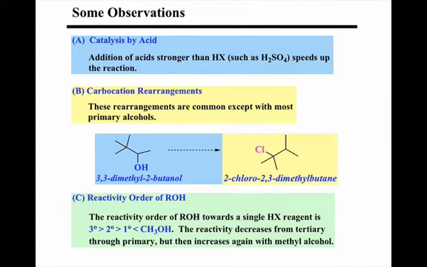We find that the reactivity order of the alcohols towards HBr, HCl, and HI follows this trend. Tertiary alcohols react fastest. They react faster than secondary alcohols, which react faster than primary alcohols. But primary alcohols react slower than methyl alcohol or methanol. Can anybody explain that trend to me?